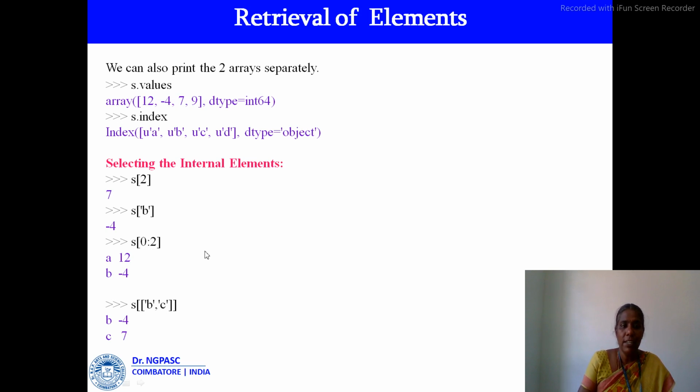0:2. It will select the multiple values. For the slicing operation, we have to mention the minimum and the maximum range, that is 0 to the maximum range, and the maximum value will be excluded. That is, it will take only the 0 and 1 index values. Another way to select multiple values is s[['b','c']]. In this example, it will select the values which are stored in the b index as well as the c index. This is another way to select multiple values.